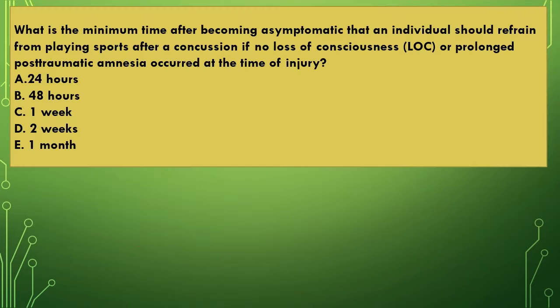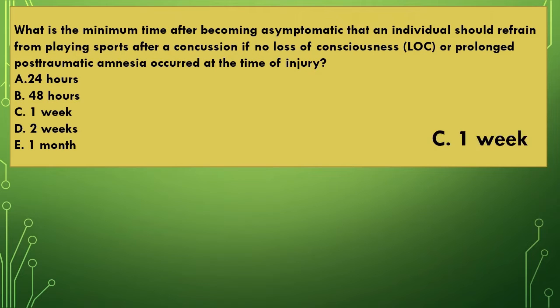What is the minimum time after becoming asymptomatic that an individual should refrain from playing sports after a concussion if no loss of consciousness or prolonged post-traumatic amnesia occurred at the time of injury? A. 24 hours. B. 48 hours. C. 1 week. D. 2 weeks. E. 1 month. Answer is C.